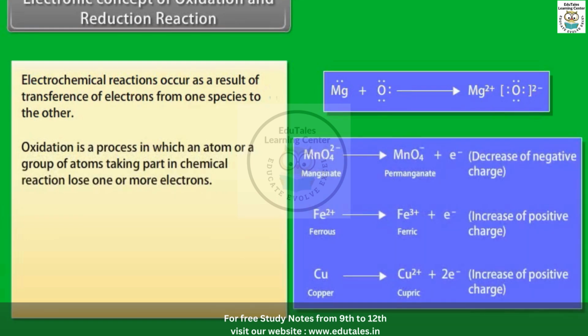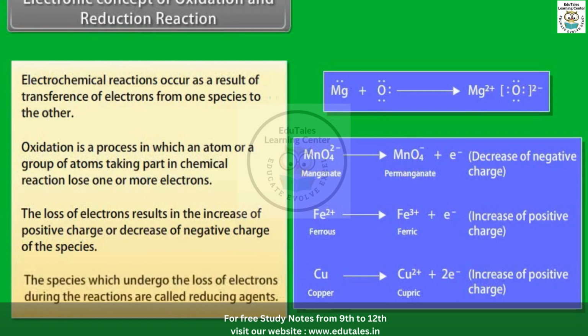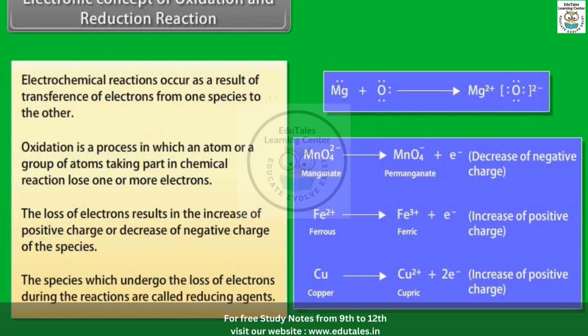Oxidation is a process in which an atom or a group of atoms taking part in a chemical reaction loses one or more electrons. The loss of electrons results in the increase of positive charge or decrease of negative charge of the species. The species which undergo the loss of electrons during the reactions are called reducing agents. MnO4 negative, Fe2 plus and CO are reducing agents in these examples.